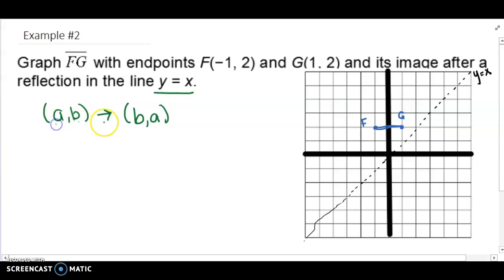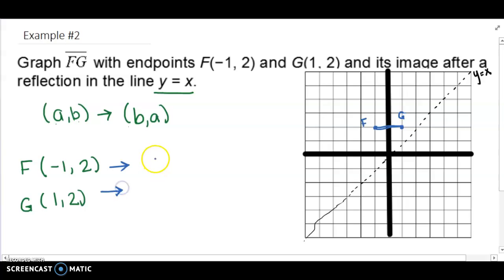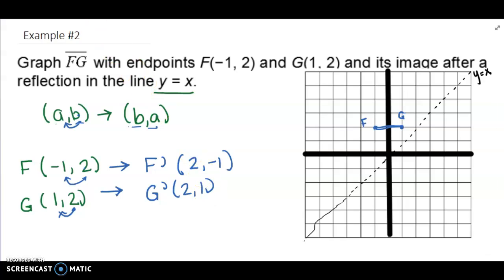Now notice all I did is I changed the order, okay? So my pre-image is F negative 1, 2, and G is 1, 2. So now I'm going to write my image. I have an F prime and a G prime, and my AB goes to BA. So see how all I did is I flipped these to get this? So that's all I'm going to do here. I'm going to flip these. So it'd be 2, negative 1. And if I flip these, it'd be 2, 1. So I'm going to change this to red.